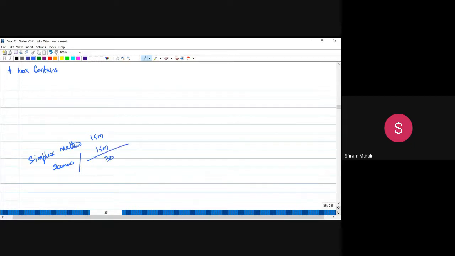So 15 plus 15 is 30 marks. Apart from this, lastly I will tell you what will come for 2 marks and 5 marks once I complete. Tomorrow also you have a class from 10:30 to 12.